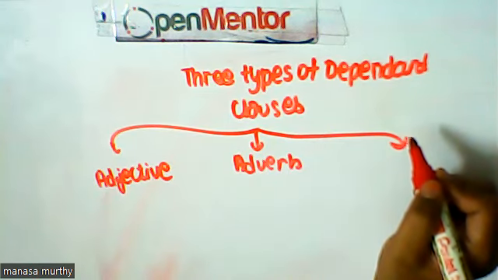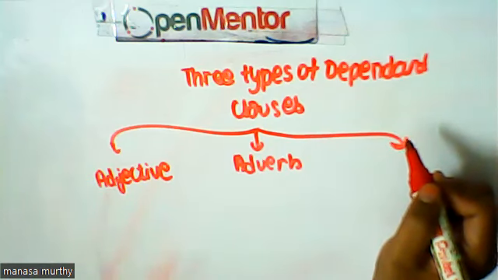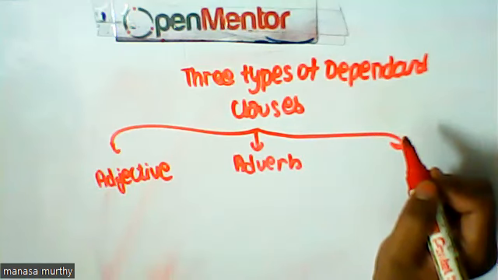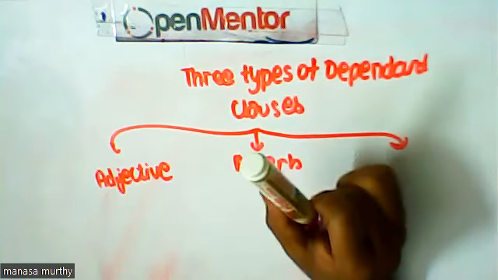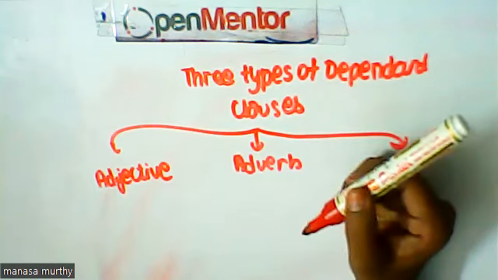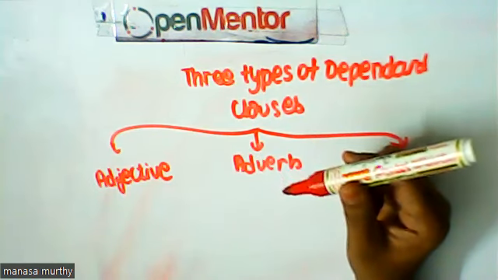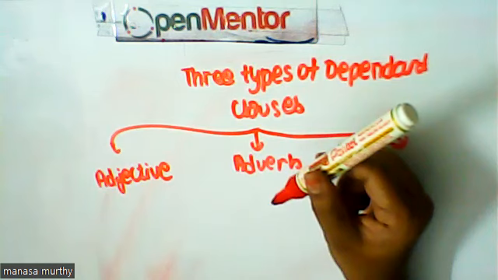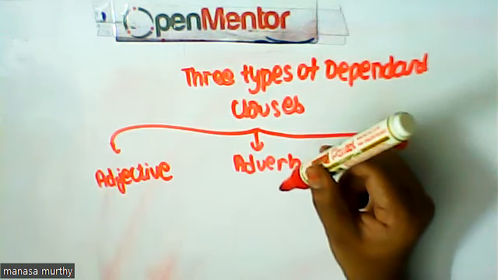Something more about a verb is an adverb. Adjective, that which modifies a noun. A beautiful pen. Pen is the noun, and beautiful modifies the noun, so it is an adjective. Beautiful pen.